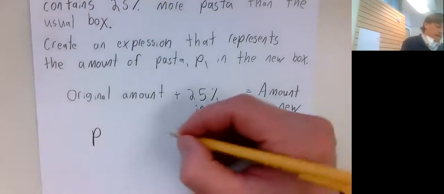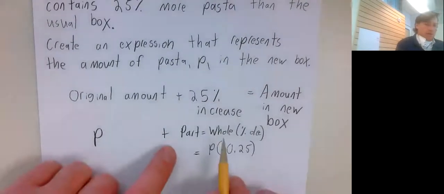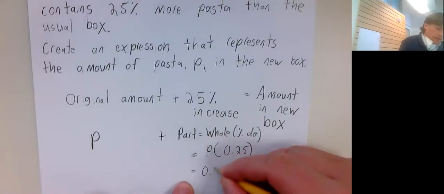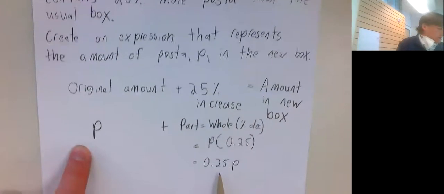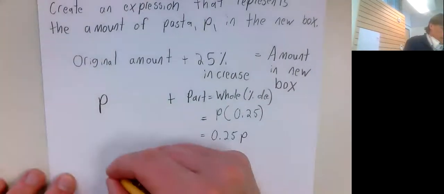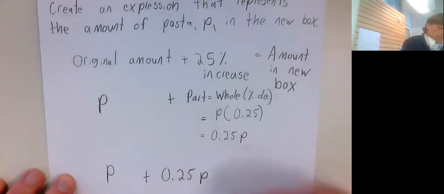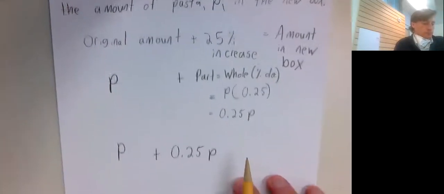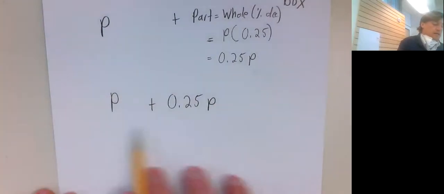And again, we're going to be adding these two. So I got my original amount P, my 25% increase, which is just going to be 0.25 P. And that's going to leave me with P plus 0.25 P. Sorry, this is the amount, the new amount in the box.